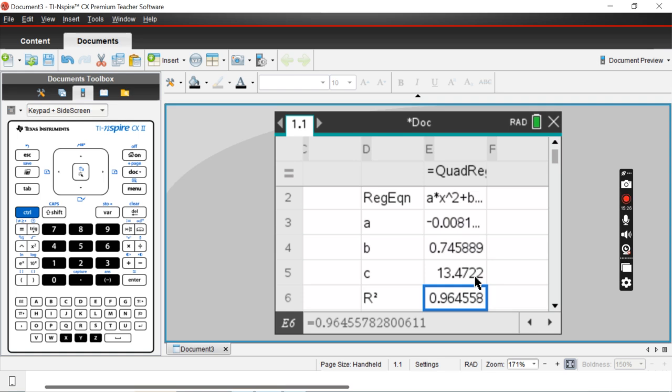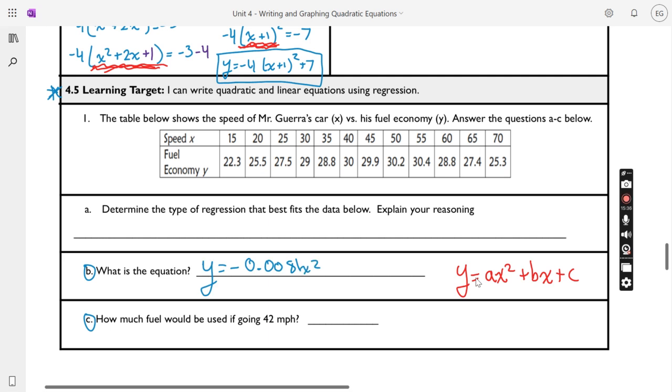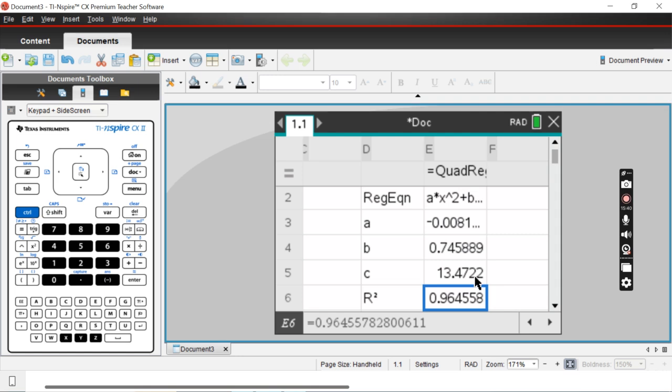So here I see that y is equal to negative 0.0081x squared, which is what I just wrote right here. If you need to round, feel free, but just use an appropriate number. Don't round inappropriately, obviously.